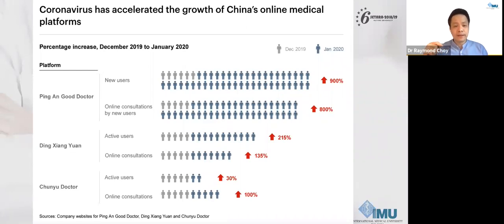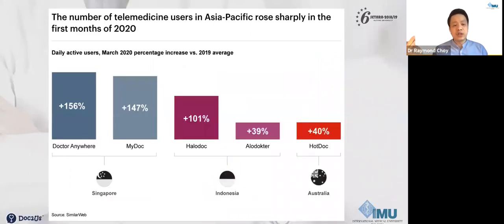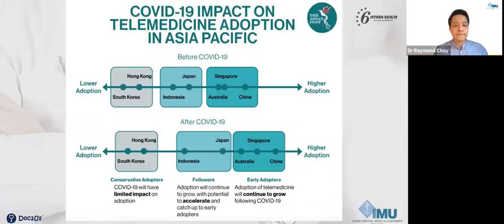Next, please. And how about in Southeast Asia? Looking at Singapore, Indonesia, Australia, during this COVID-19 we saw more than 100% adoption. And in Malaysia, for most of the players, we're talking about a 40 to 70% increase in adoption of telemedicine services during the whole of last year. Next, please.